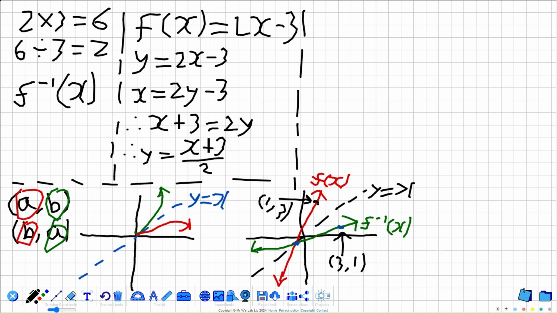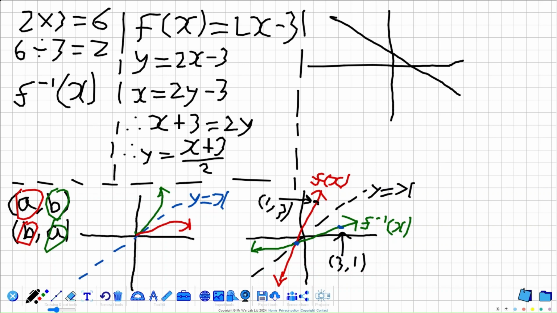So the question now is, can every single function have an inverse? Let's say we had a graph like this, and we've got a line that goes through here, for example. Now, if we were asked if this has an inverse, the only way we can prove that is if the function is 1 to 1.